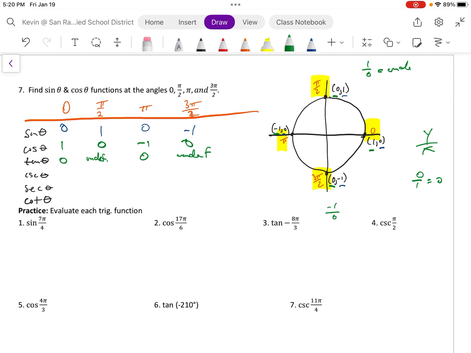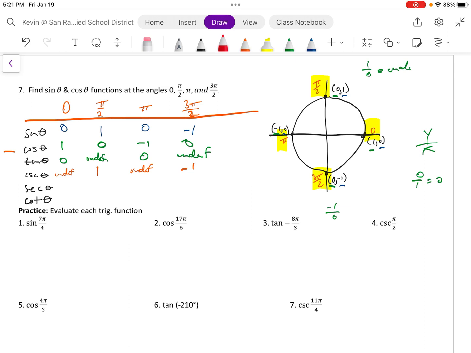All right, and then let's go to cosecant. Cosecant is the reciprocal of sine. So if sine of 0 is 0, then the reciprocal would be 1 over 0, which is, you guessed it, undefined. At pi over 2, the reciprocal of 1 would be 1 over 1, which is 1. At pi, the reciprocal of 0 is 1 over 0, which is undefined. And then at 3 pi over 2, the reciprocal of -1 is -1.